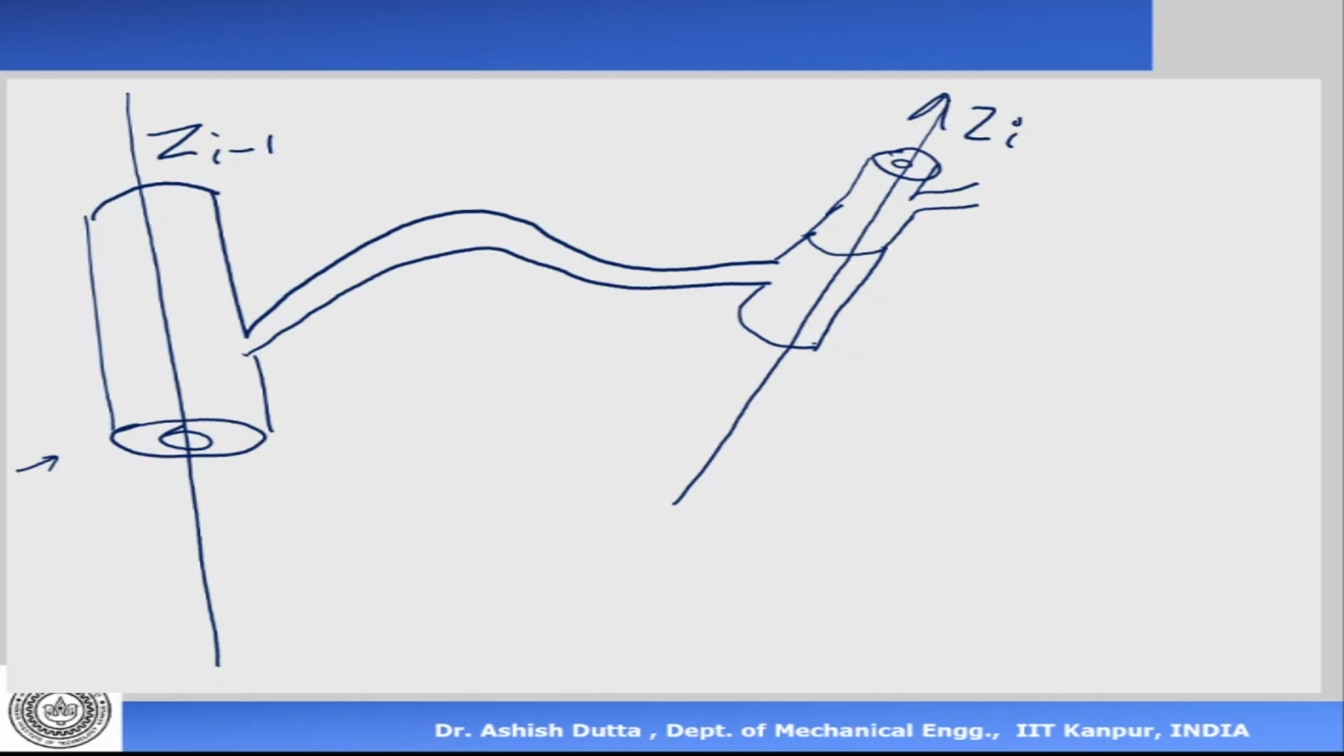These are axes of rotation. Next, I have to assign the x-axis. Now, where is my x-axis? Let us say that the shortest distance between these two axes is given by this line here. This is the perpendicular distance, the shortest distance between the two axes. So I say that x_{i-1} is the shortest distance between them.